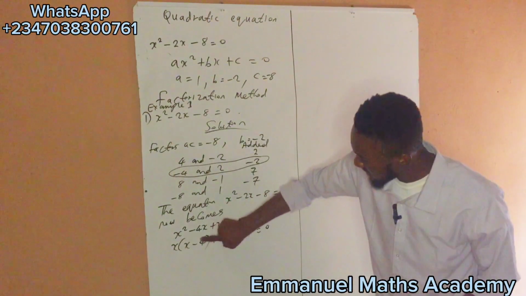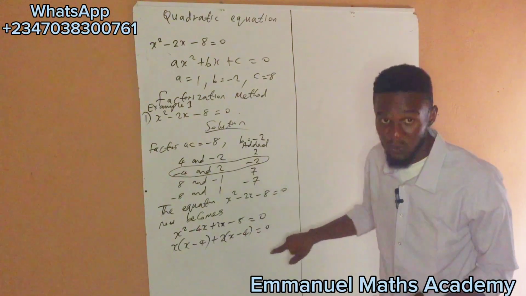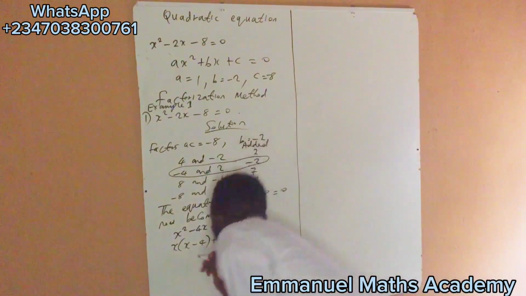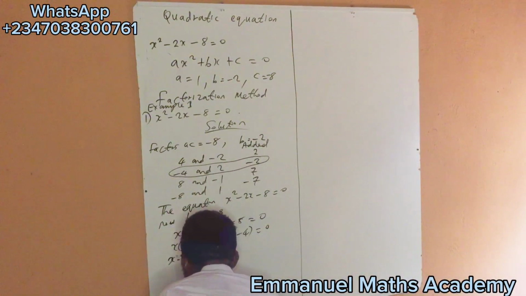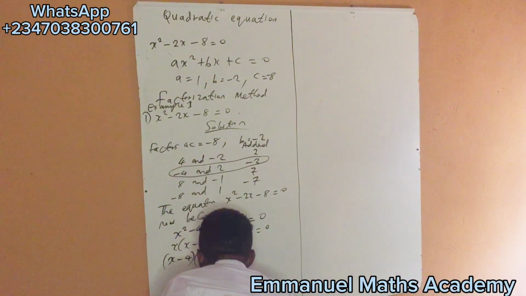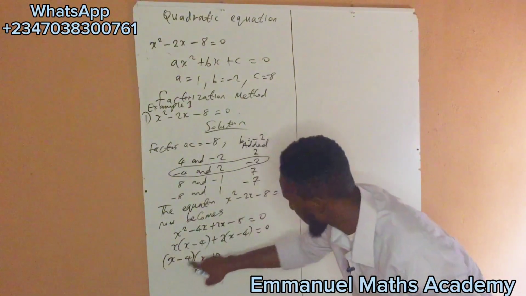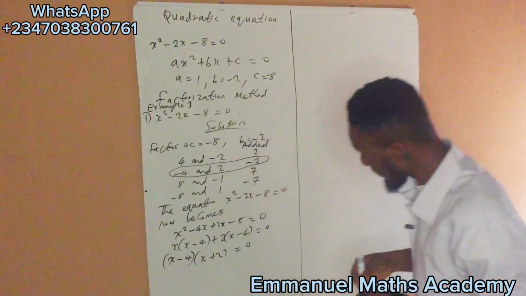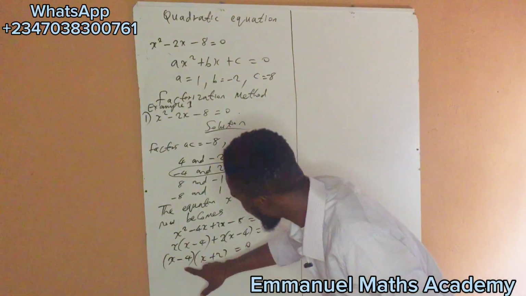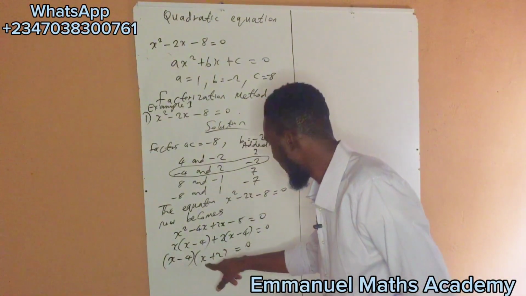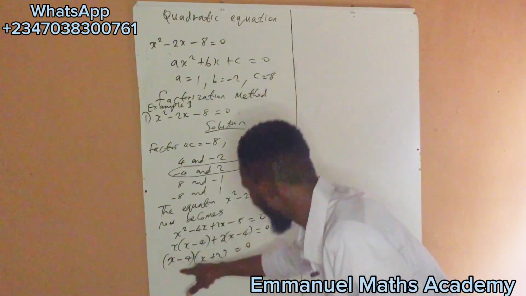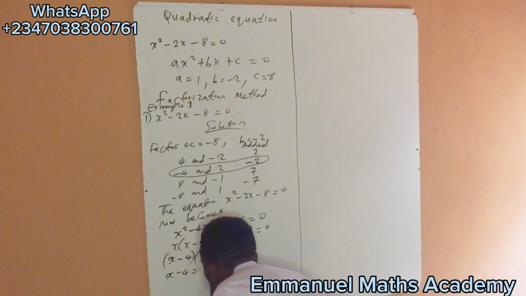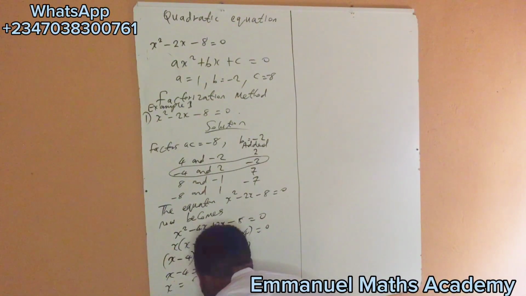Now we have x minus 4 and x minus 4 here. That's what we have in common. You factor out x minus 4 to give you what? x minus 4 bracket x plus 2. x minus 4, x plus 2 is equal to 0. Now, it's either x minus 4 is equal to 0 or x plus 2 is equal to 0. Now, when x minus 4 is equal to 0, what do you get? You have x equal to 4.